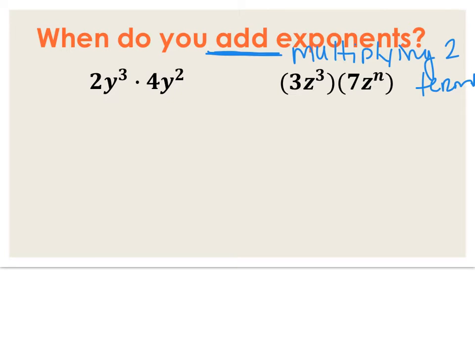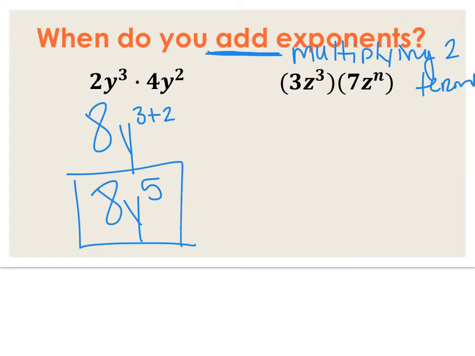So this first example, I have 2y to the third times 4y to the second. Well, if I just saw 2 times 4, you would just multiply those. So you take your coefficients and you multiply 2 times 4, which gives you 8. And then you add your exponents. You multiply your coefficients, you add your exponents. So then I'm taking y, and then one exponent's 3, and one exponent is 2. So the final answer for this would be 8y to the fifth. I was multiplying two things together, so I added my exponents.